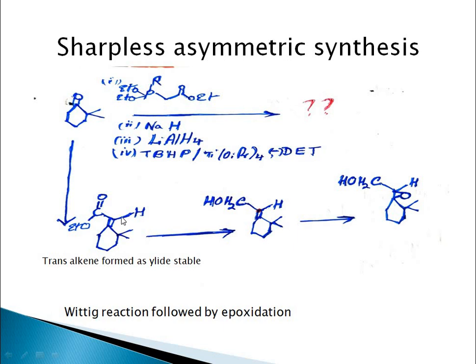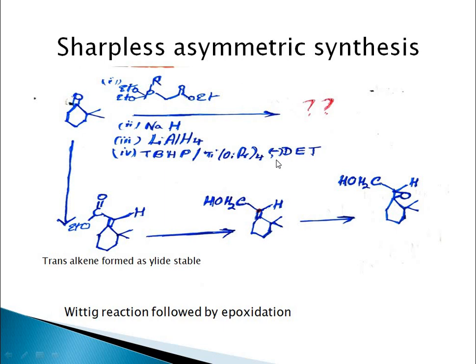We can fix 1, 2. So the trans alkene is formed, which on reduction, because this has got COOEt, the ester group, with lithium aluminum hydride, which is specific for this carbonyl, this ester linkage here, it will reduce it to an alcohol. So we get an allyl alcohol. This is C double bond CH, CH2OH, allyl alcohol, which by TBHP, titanium and minus DET.